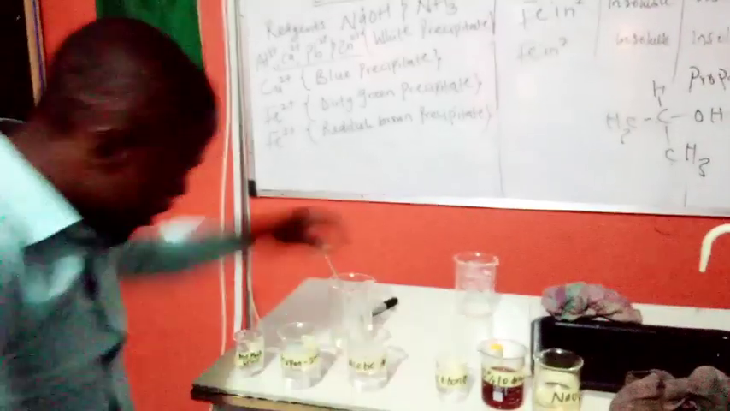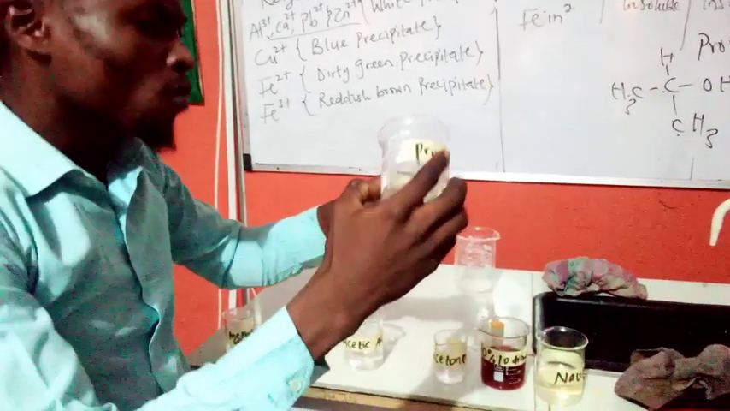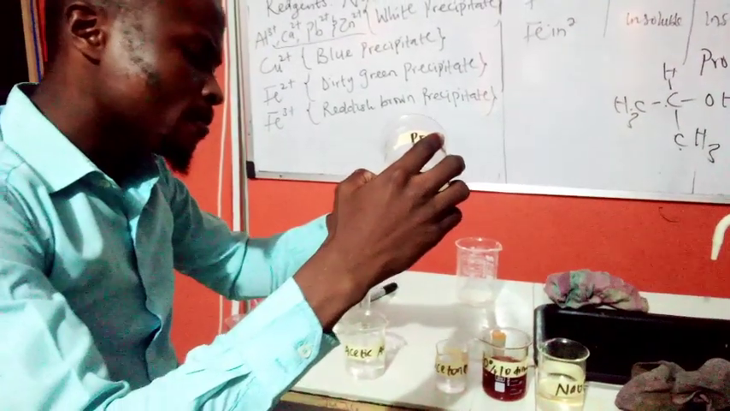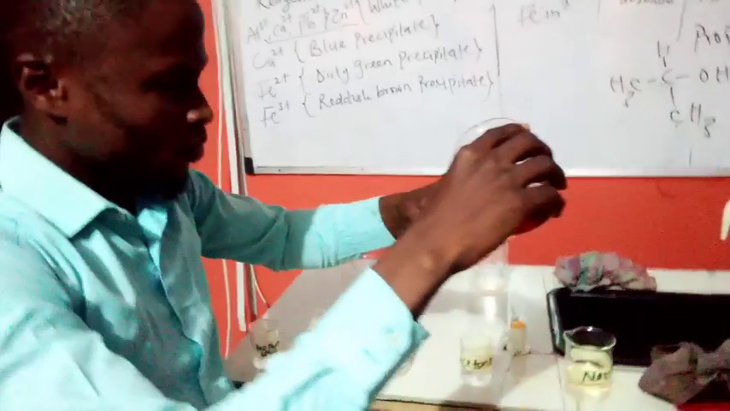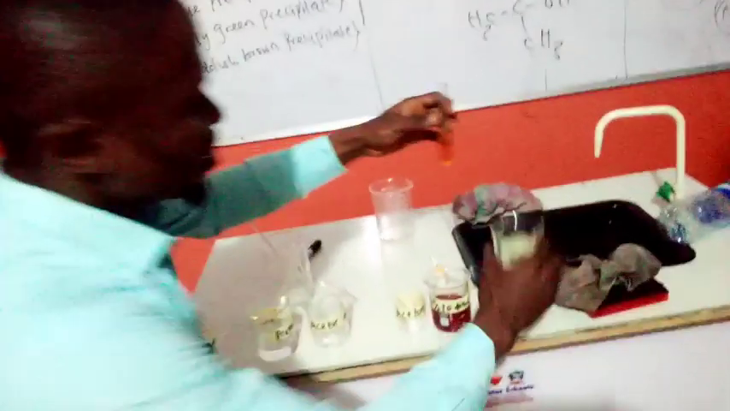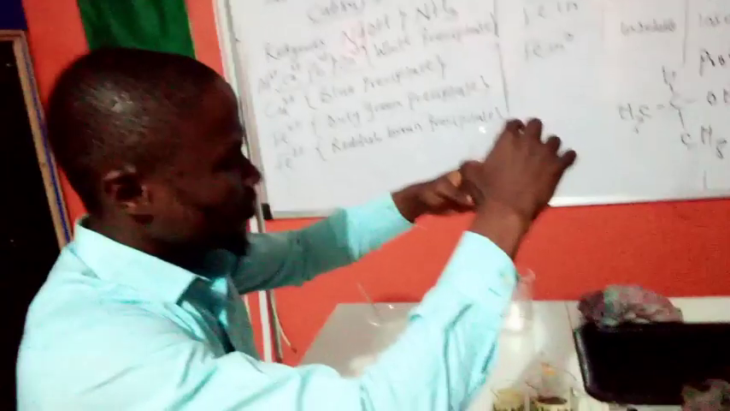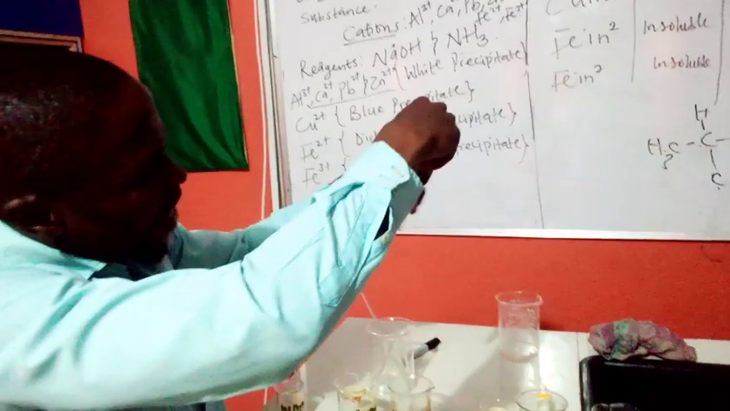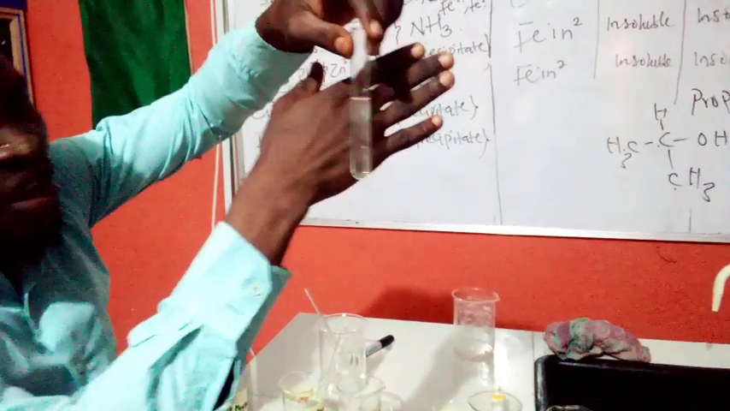Alright. I can equally try to test for propan-2-ol. This is propan-2-ol. And I'm going to add my 10% iodine solution. Like you can see, this is what I have. Then I'm going to add about an equal amount of sodium hydroxide. If it is going to be a negative test, then it must be colorless. Let's wait and look at it.